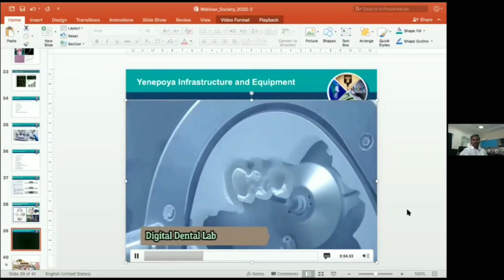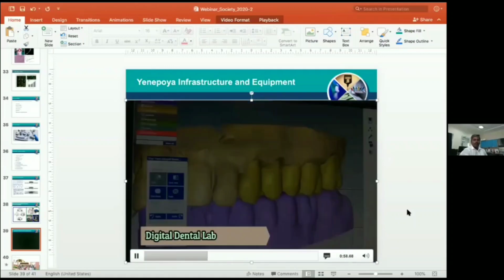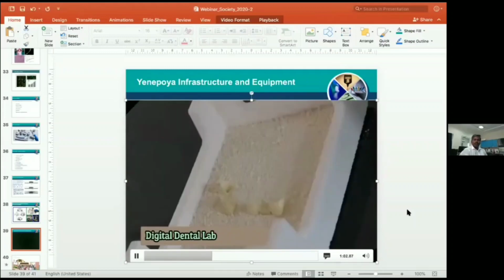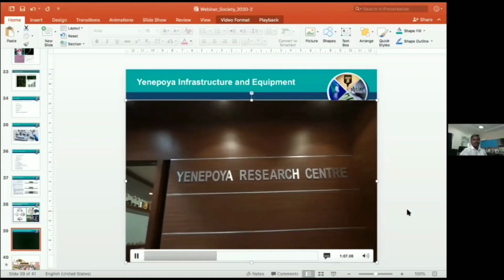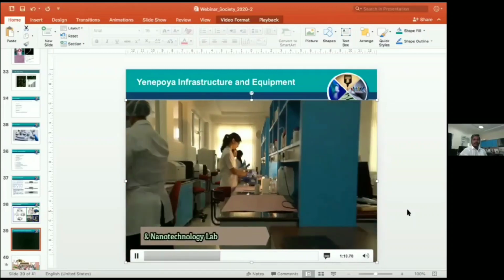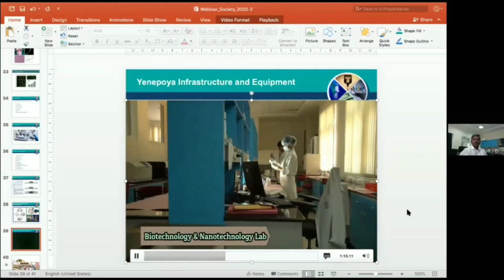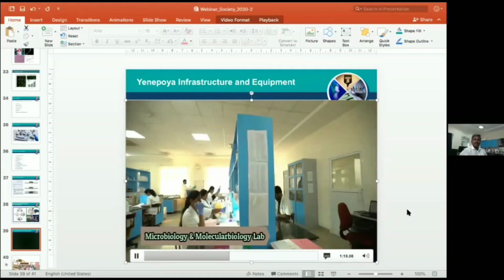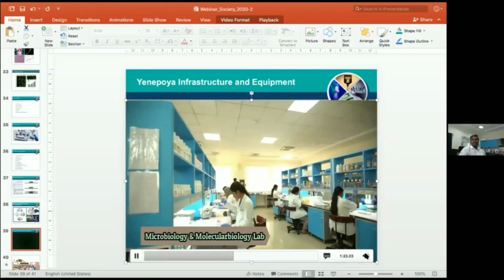And these are the implant materials, and these are the bases used for old people, and this is also a crown. This is our area, like a research center, and we have biotechnology and nanotechnology. We have more than 24 faculty in different disciplines, including microbiology and molecular biology, and so on.